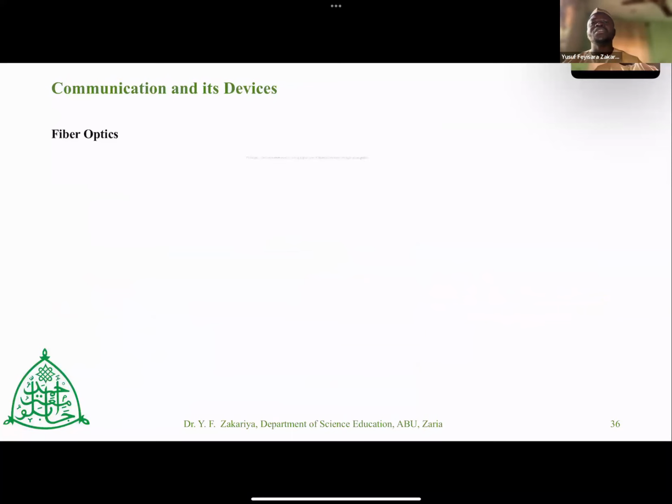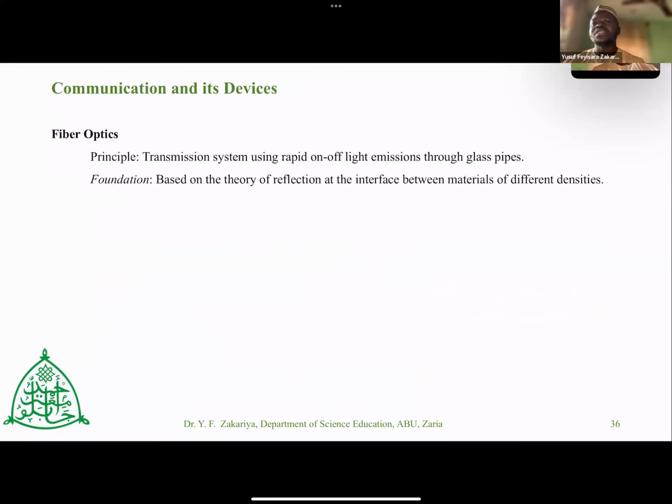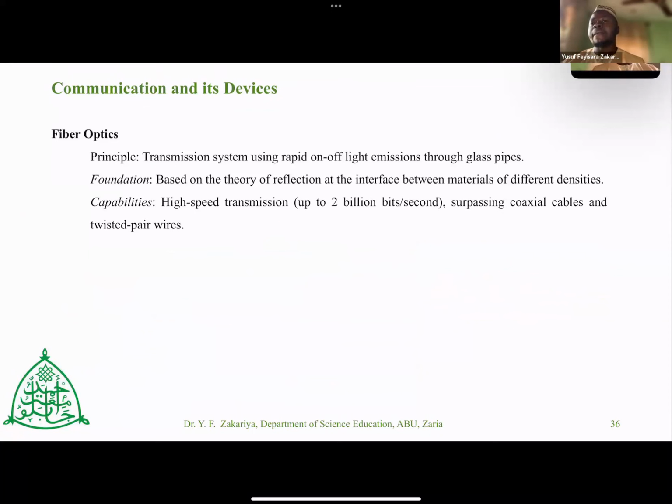So the last part of the note today is on fiber optics, which are also some of the devices that we use as communication devices. It is a transmission system using rapid light emissions through glass pipes. So these are the fiber optics. And this particular type of wires or cables, they are what?